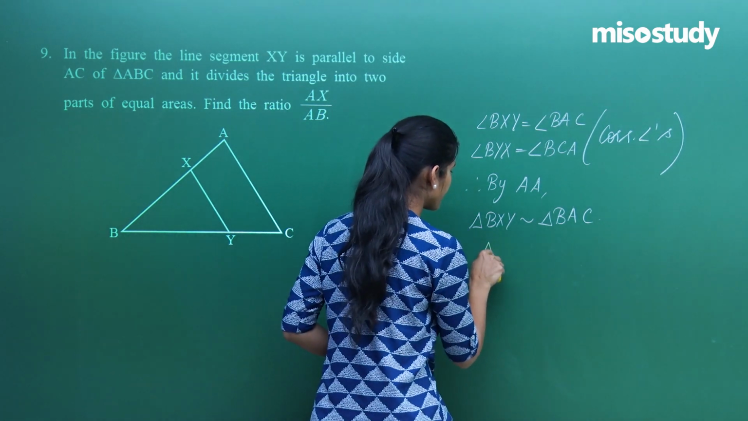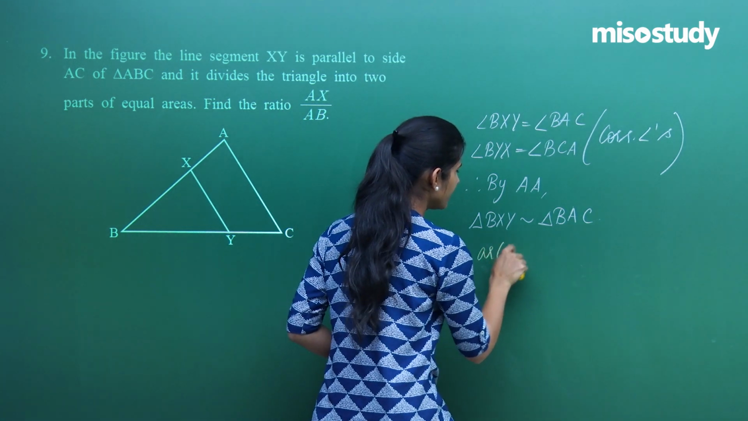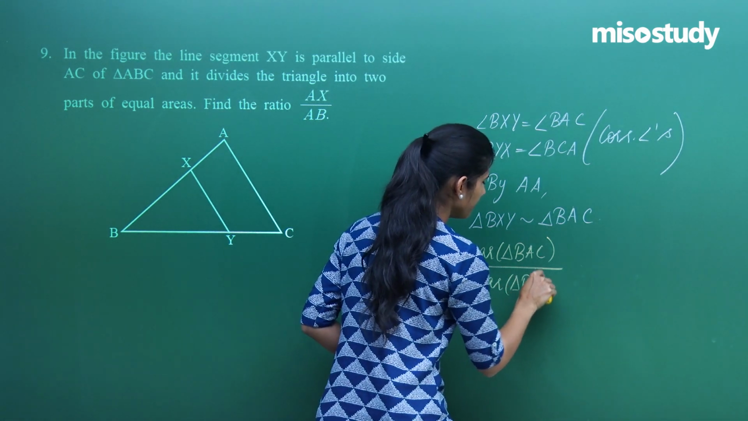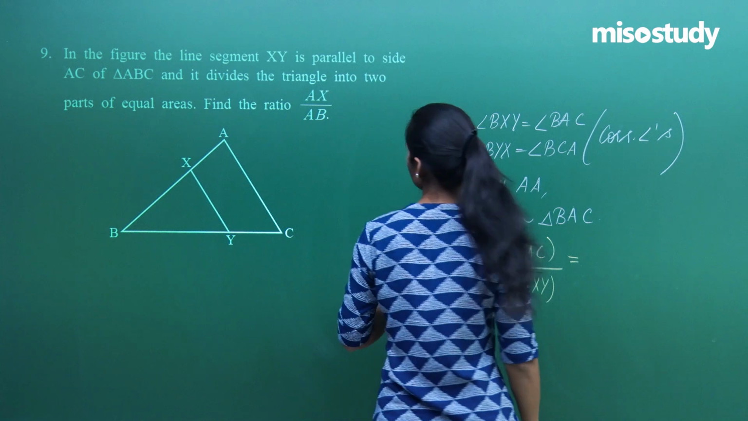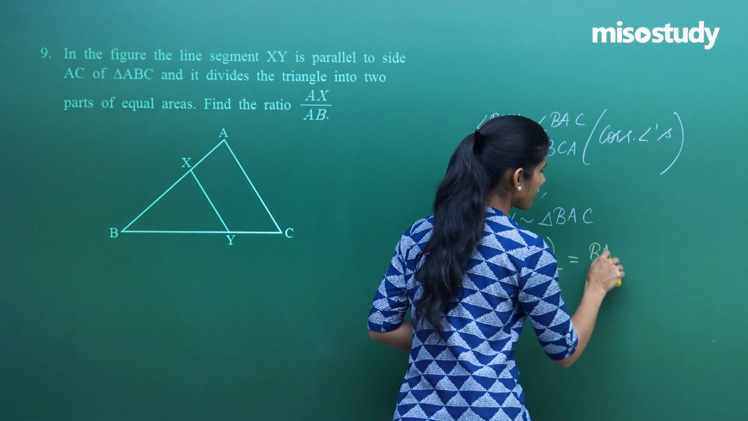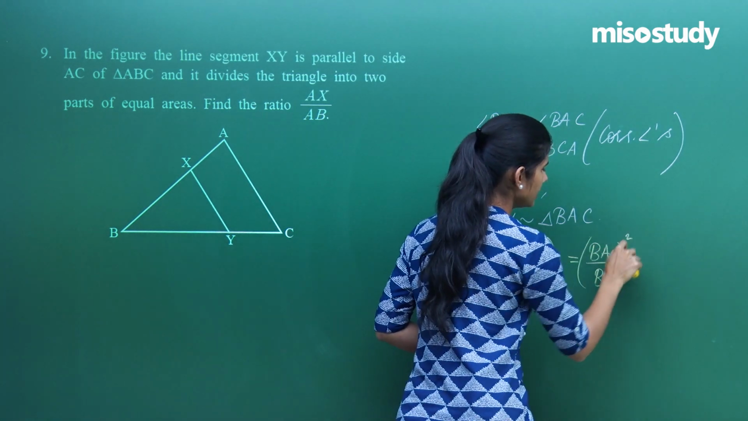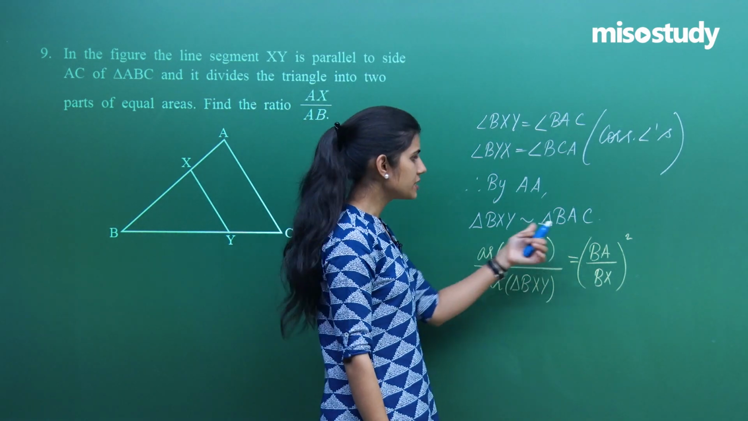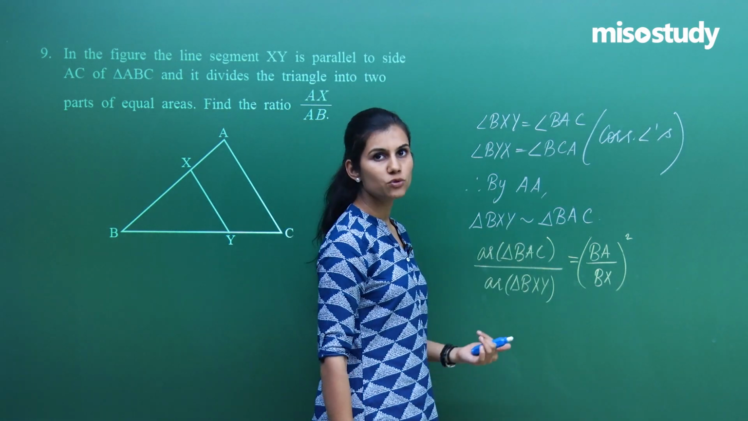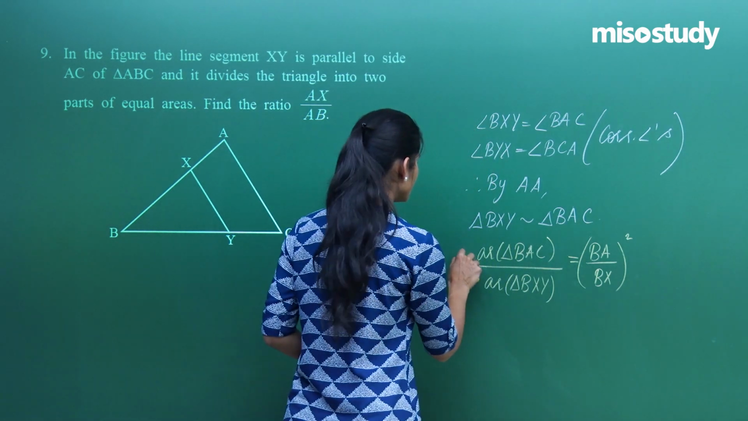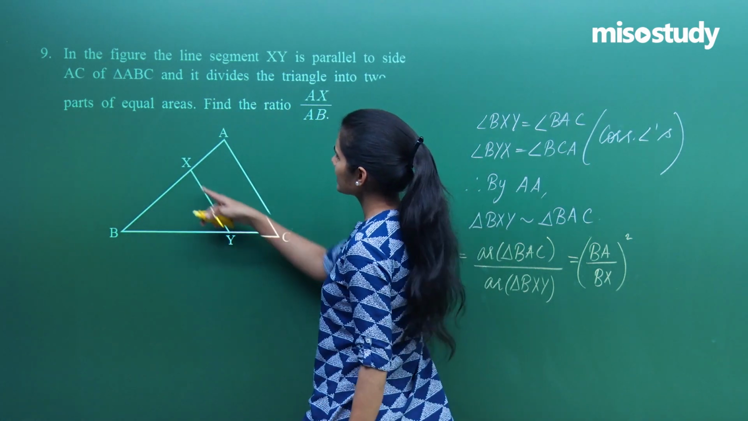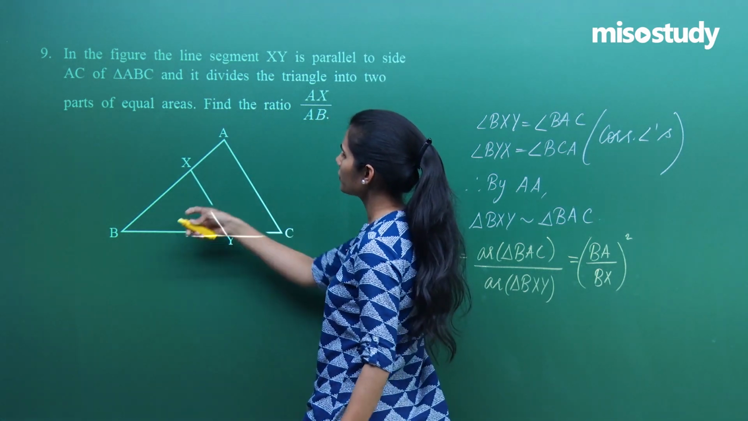So I can say area of triangle BAC upon area of triangle BXY is equal to BA upon BX whole square. BA is the corresponding side to the BX side of this triangle, right? So I take the square of the ratio of these corresponding sides as the ratio of the areas of these two similar triangles. Now you know, as I just said, area of this big triangle BAC is twice the area of this small triangle BXY, because this XY line is dividing this big triangle into two parts of equal areas.